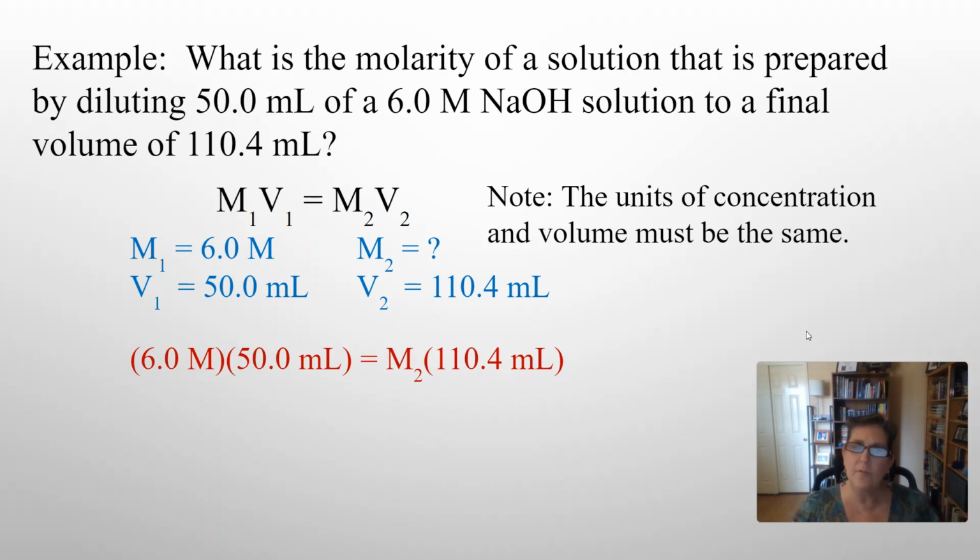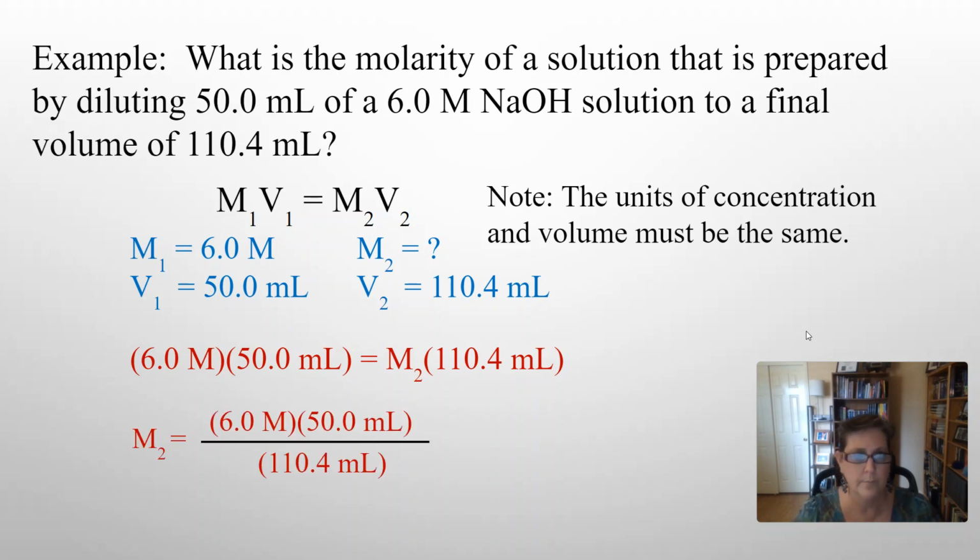Now, how are we going to solve for M2? Well, we're going to divide both sides by 110.4. So M2 will equal 6.0 times 50.0 over 110.4. Punch that into your calculators. Pay attention to sig figs. Go with the least. And we get 2.7 moles per liter. Capital M is moles per liter. That's a molarity.